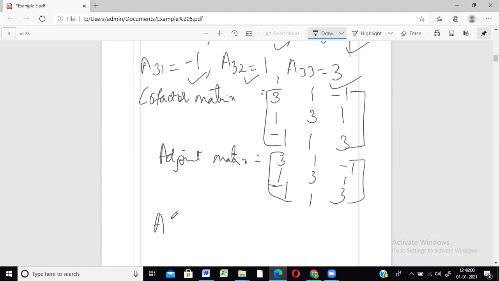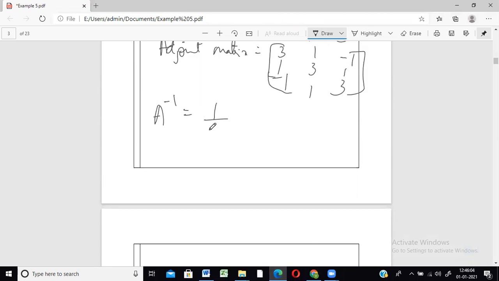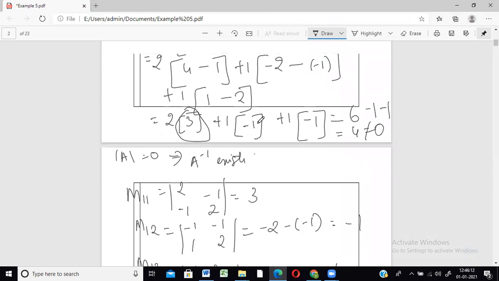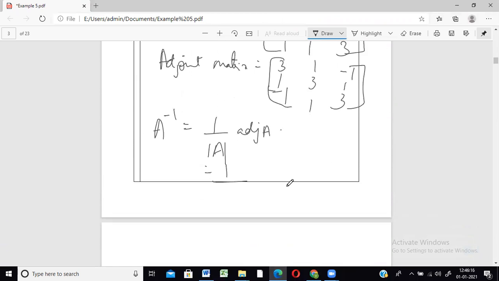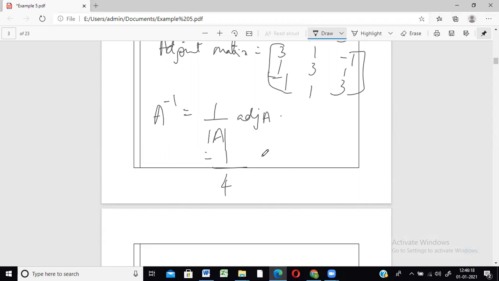Now we know the formula. What is the formula for finding A inverse? We did it last time also. 1 upon determinant A into adjoint of A. So this is 1 upon, what was the determinant value of A? 4, right? So 1 upon 4 into adjoint A. Adjoint A is this entire thing as it is.